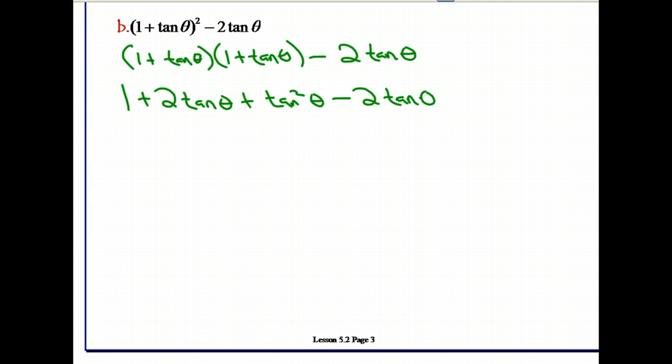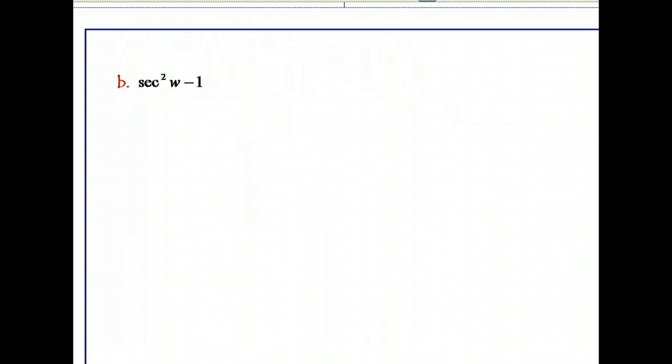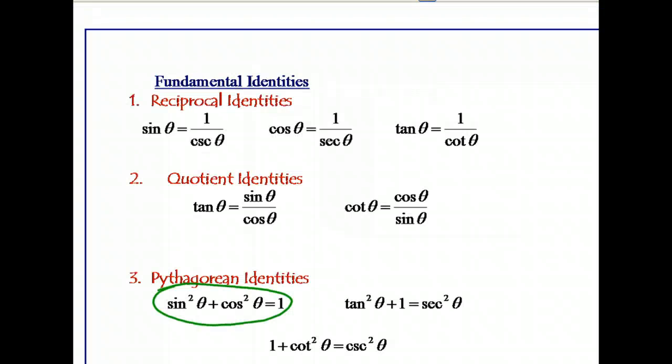I'm looking, could I combine like terms? Does anything cancel out? And sure enough, 2 tangent minus 2 tangent cancels out. And I'm left with 1 plus the tangent squared of theta. And again, you have that squared on a trig function. You're thinking of those Pythagorean identities. Do you know this one off the top of your head? 1 plus tangent squared. Do you have these memorized yet?